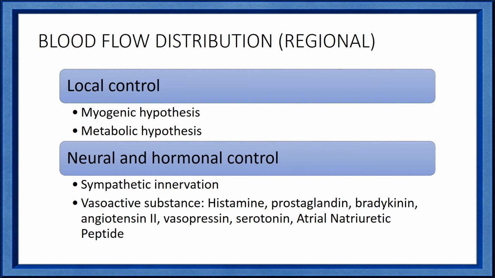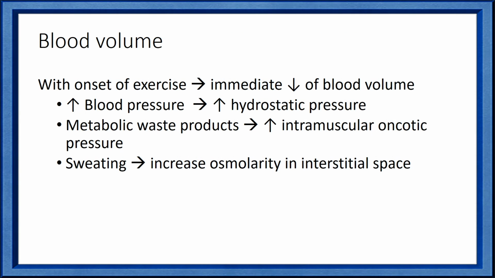During exercise, blood flow to the working muscles is mostly influenced by local control, while changes in other systems of the body are regulated by neural and hormonal control. Next is blood volume. With the onset of exercise, there is an immediate drop in blood volume. An increase in blood pressure during exercise causes an increase of hydrostatic pressure, which forces water out from the vascular compartment to the interstitial compartments.